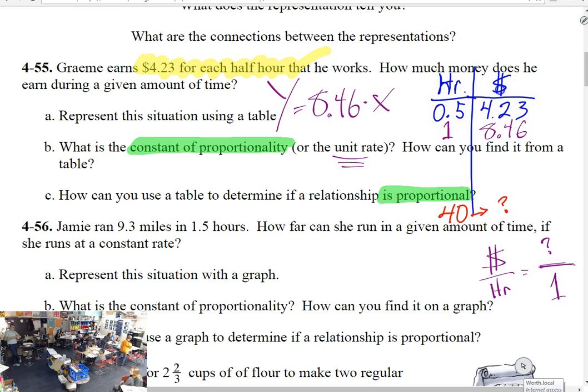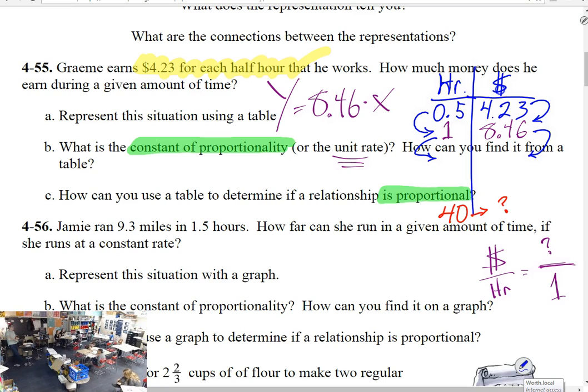So, Alan, what do you think? You're making noise back there. Is this relationship proportional? Well, yeah. Because what I figured out was that when you add a half an hour, it goes up by 4.23. So if I keep going, it's going to keep going up consistently? Yeah, so if we graph this, we get that nice straight line.